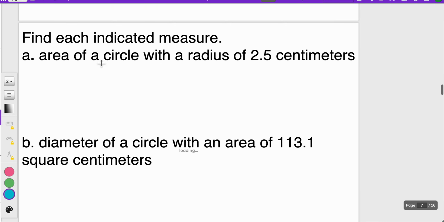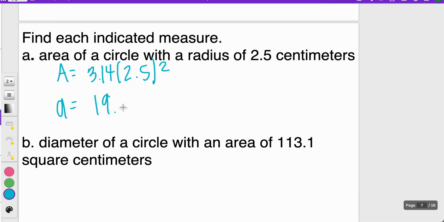So what we're going to do is try these. For letter A, area of a circle with a radius of 2.5 centimeters, that just means we're doing pi times 2.5 squared. We're going to come up with 19.63 centimeters squared.